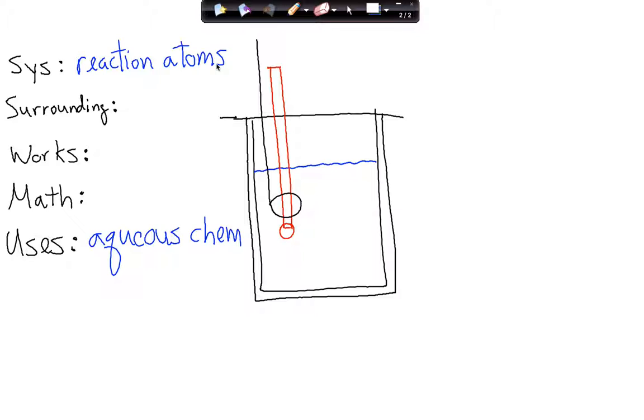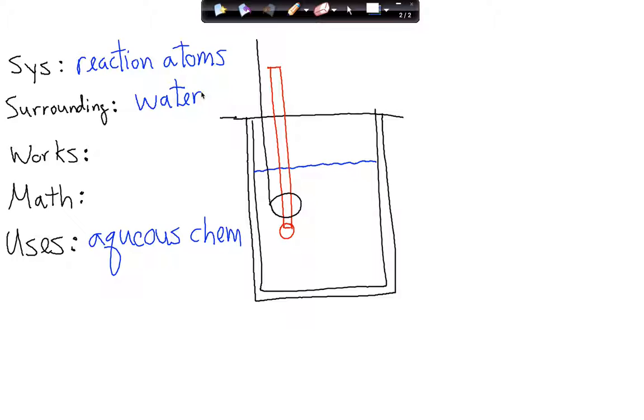It's really the case. Here's what we do. We make our surroundings only the water in the cup. But we understand that the surroundings is the universe. It's everything that's not the reaction atoms. But here's what we do. We create our own little universe inside that cup. And how do we keep our little universe from playing with the real universe? We insulate it.